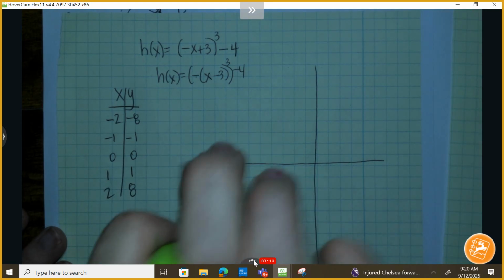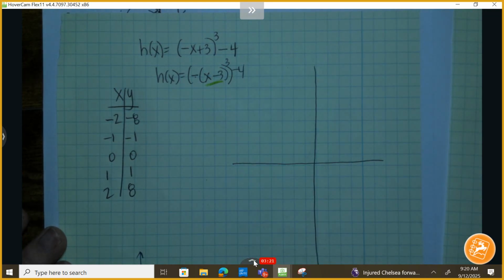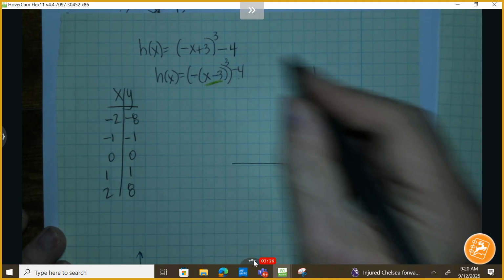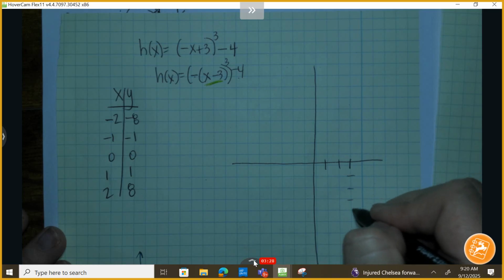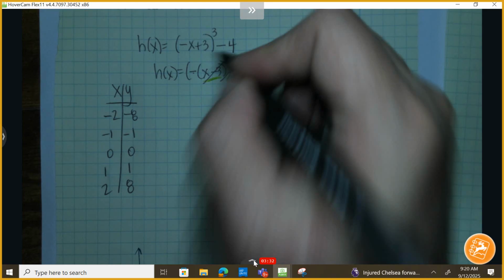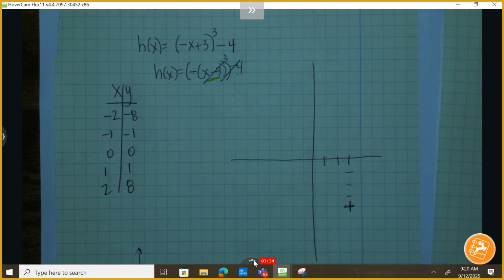Now this portion says I'm going to move to the right 3: 1, 2, 3, and then down 4: 1, 2, 3, 4. I have my starting point. What do I do next? Your partner, you have 5 seconds. What do I do next?